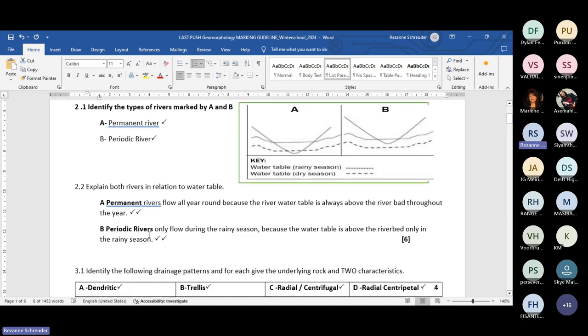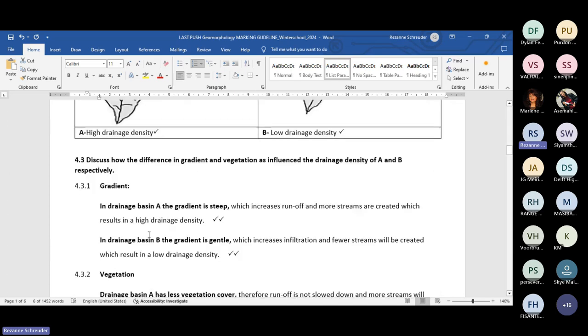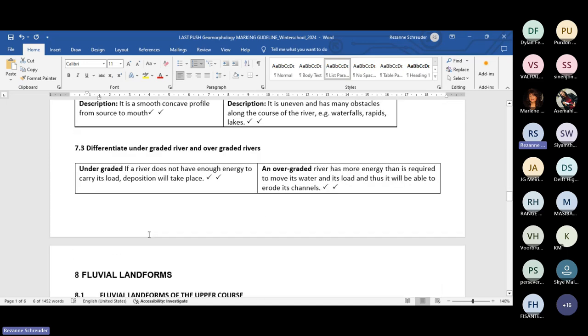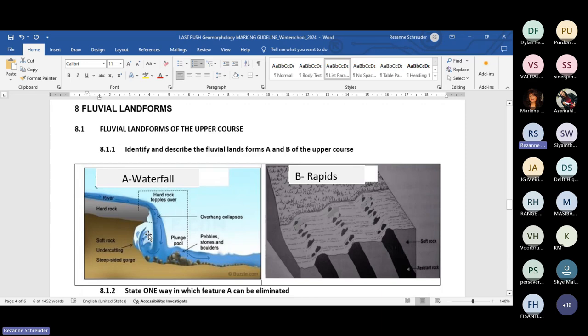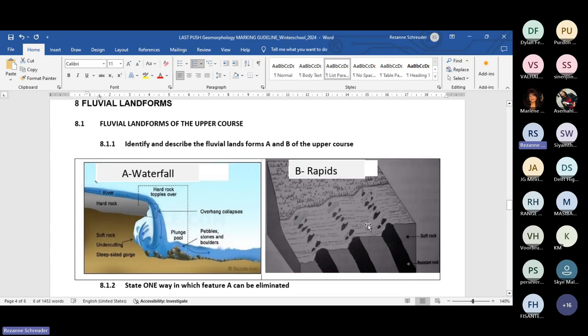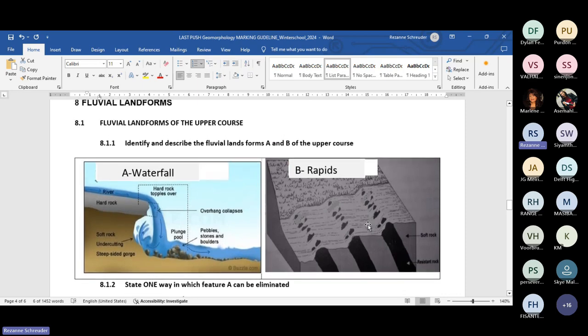And then let's have a look at question 3. No, let's move on to the work that we did today on the fluvial landforms. So I'm hoping that you can see the diagrams on the screens. So remember, what are they giving you? They're giving us question 8, fluvial landforms in the upper course. A is a waterfall and B is rapids. So then they ask us to state one way in which feature A can be eliminated. In other words, what needs to happen to this river in order to get rid of the waterfall? Does anyone know the answer?